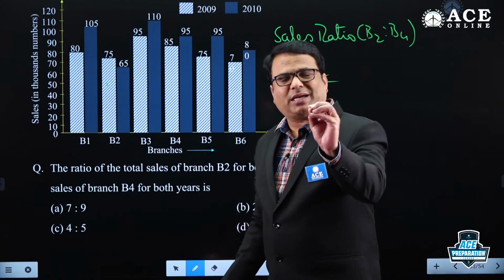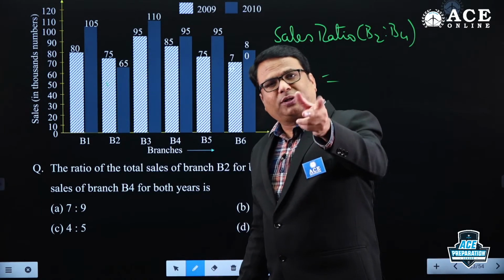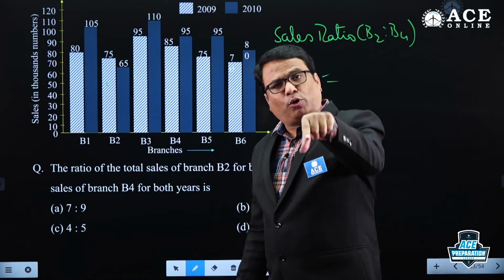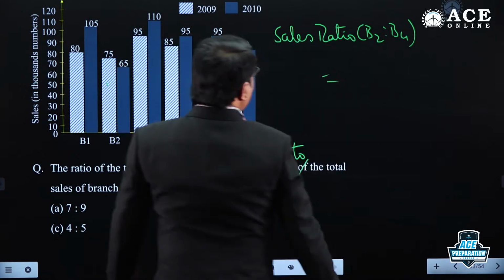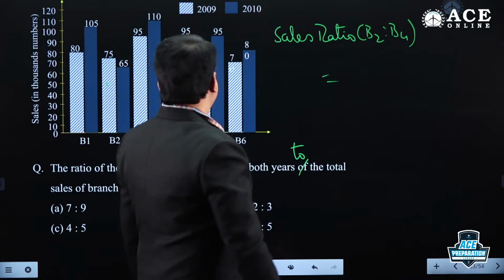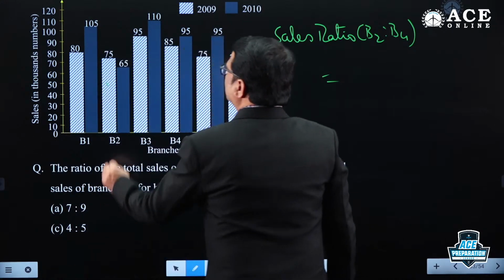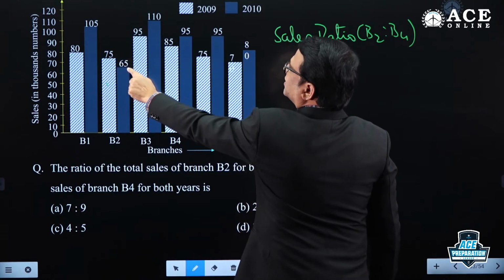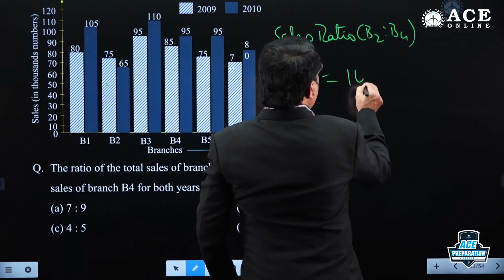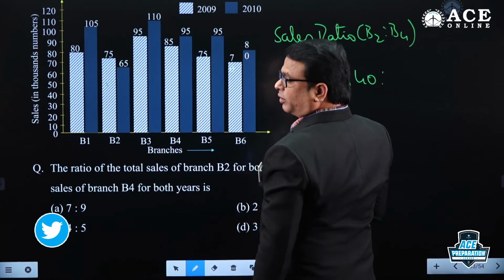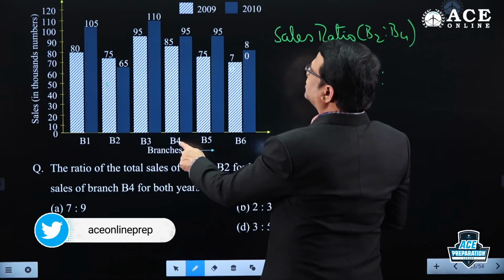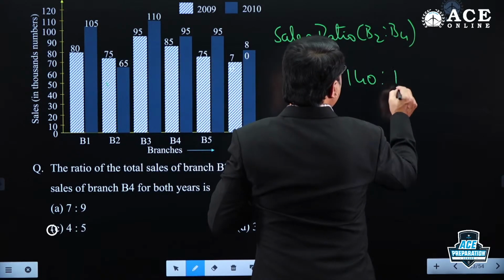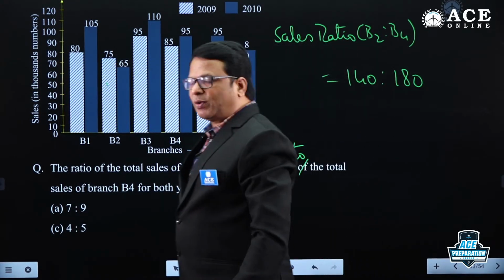So when you calculate the sales of B2, you have to take both the years. Similarly, when you calculate the sales of B4, you have to take the sales of both the years. Okay. So what is the sales ratio of B2 and B4? What are the sales of B2? 2009 it is 75 and here it is 65. 75 plus 65 is how much? 140. So 140 is to... Then B4, what are the sales? B4, 85 plus 95, 180. So 140 is to 180.